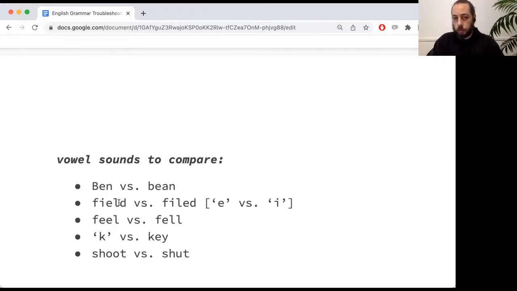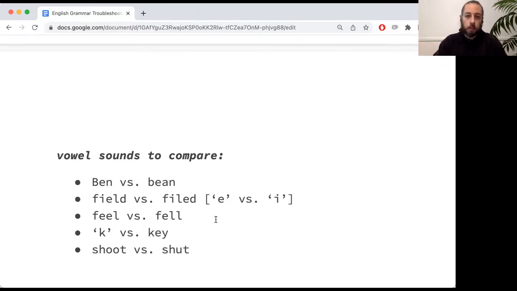in the next set of words, you have the E sound, like in bean, versus the I sound. So here on the left, we have field, field, versus filed. So check out the mouth again. E, I, field, filed. Okay, repeat after me. Field, filed.